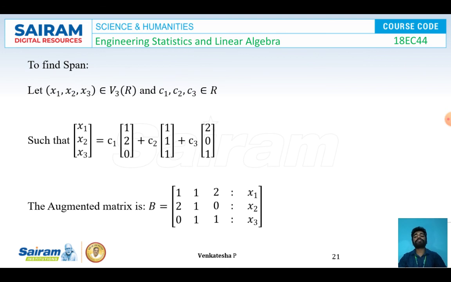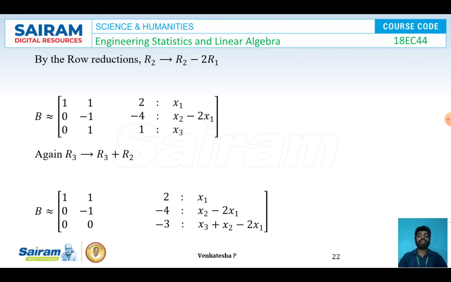Now I'm going to find the span. So consider (x1, x2, x3) belongs to V3 of R and c1, c2, c3 belong to R. Consider (x1, x2, x3) is equal to c1 into (1, 2, 0) plus c2 into (1, 1, 1) plus c3 into (2, 0, 1). So the augmented matrix will be given by B is equal to [1, 1, 2 | x1], [2, 1, 0 | x2], [0, 1, 1 | x3]. Now I'll perform the row transformations again to get the echelon form.